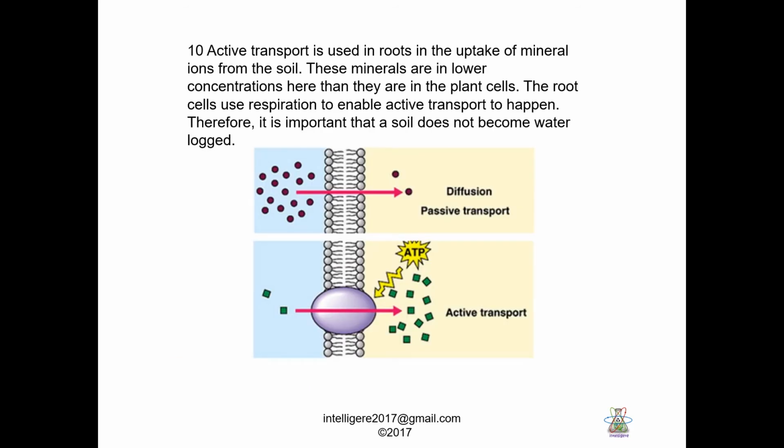Active transport is important for plants to get the minerals they require from the soil. However, the concentrations are much lower in the soil than in their root cells. Soils must be well drained so that there is always enough oxygen in the soil for respiration to occur in the root hair cells.